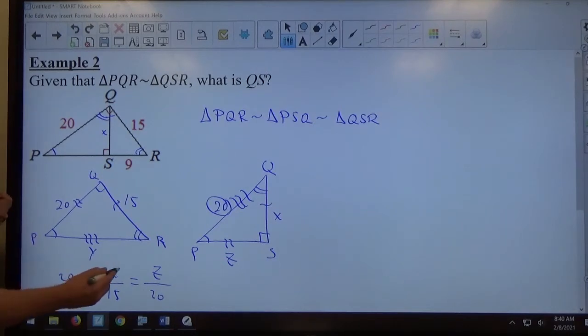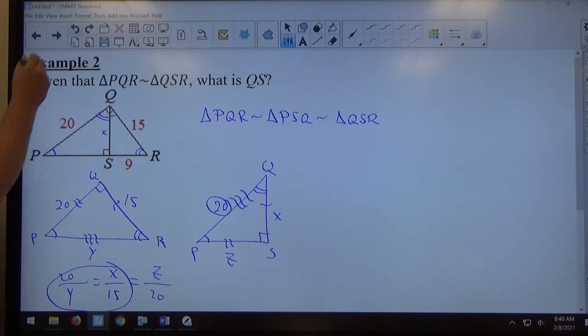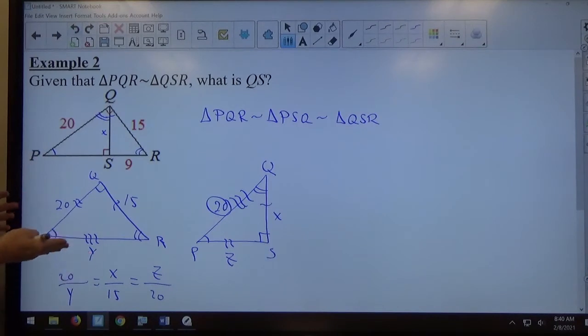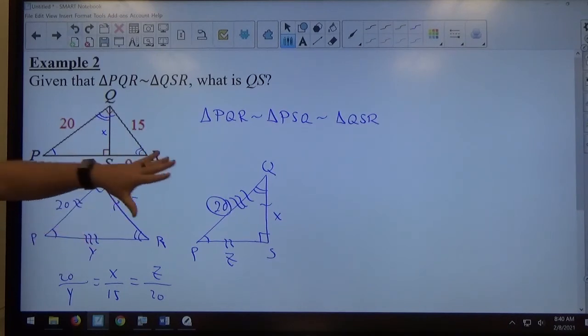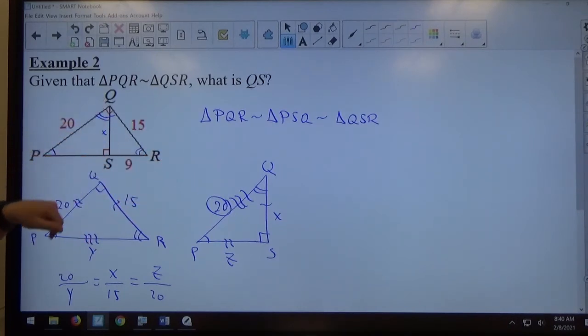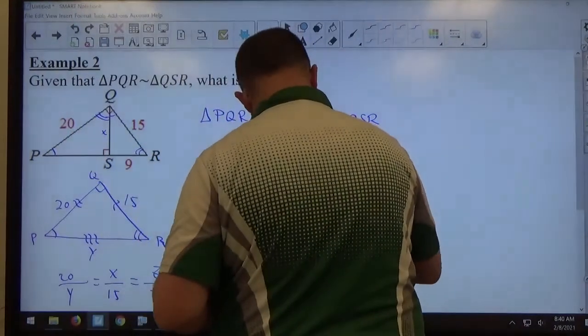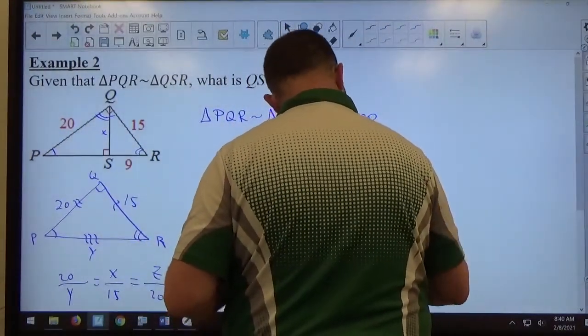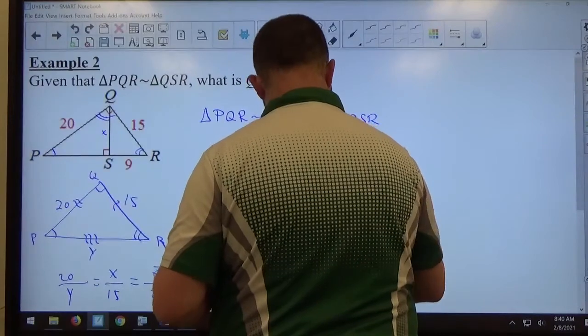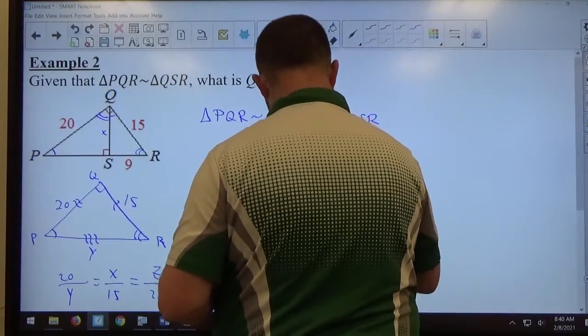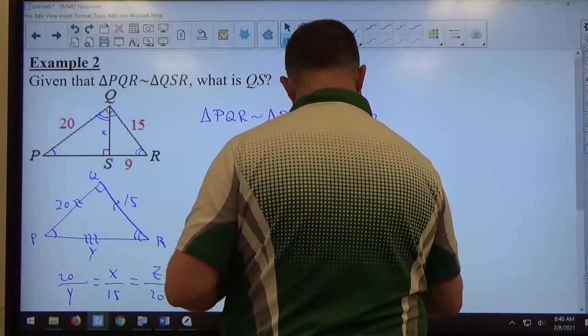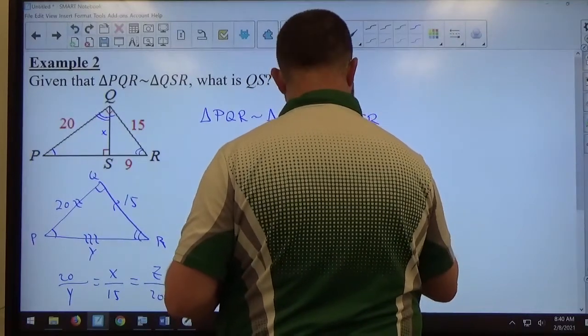If I took these 2 here, I'm going to get XY is equal to 300. Does that tell me what X equals, what Y equals? No. Looking at this, since the corresponding sides don't match up to anything we know, it's not going to help us find it. That's all well and good, but this QSR might be more helpful to us. So if I draw QSR over here, Q here, S here, over here, this is what we don't know, X. SR is 9 and QR is 15.